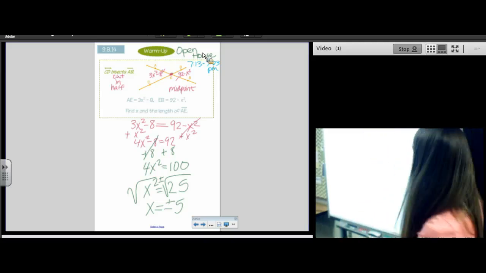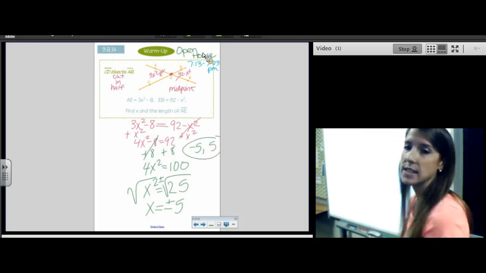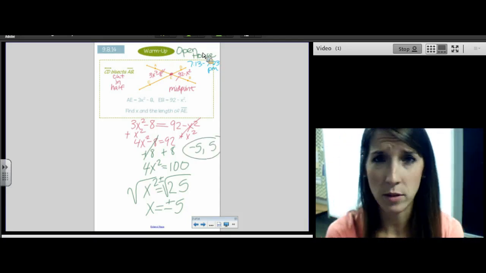Now, when you enter it in the quiz, you'll need to put -5, 5, because I'm not going to make you find the plus or minus symbol.